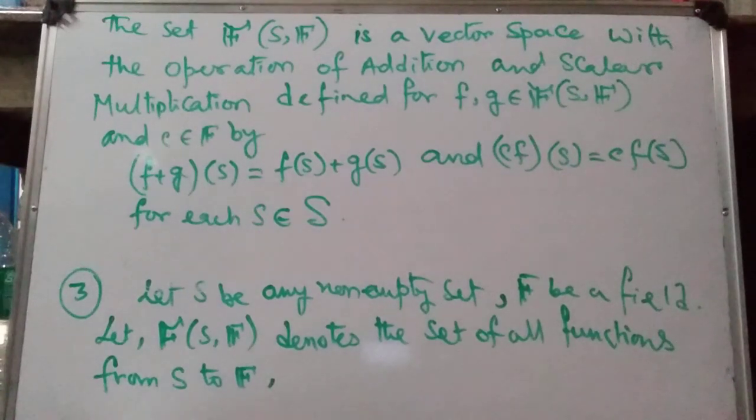Now we have discussed three examples, and obviously these are all vector spaces. Many more examples are related to vector spaces. So today we discussed vector spaces and some related examples.